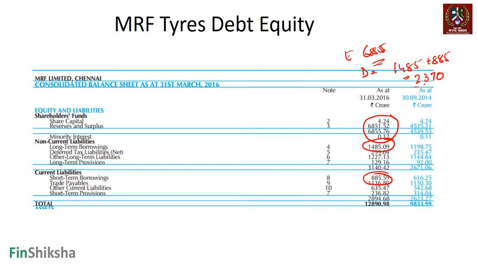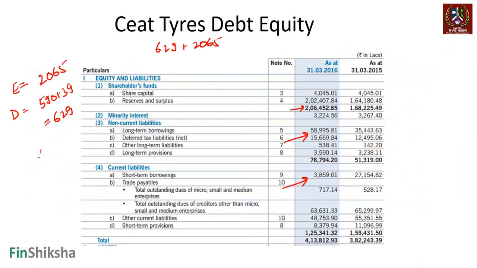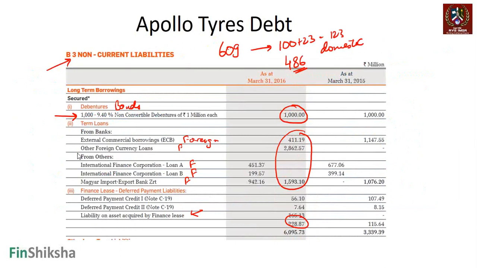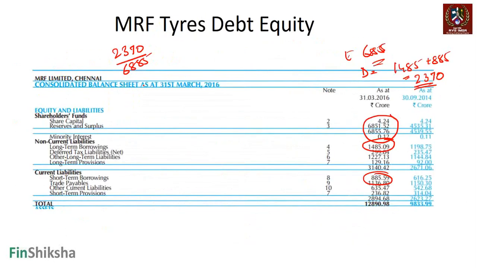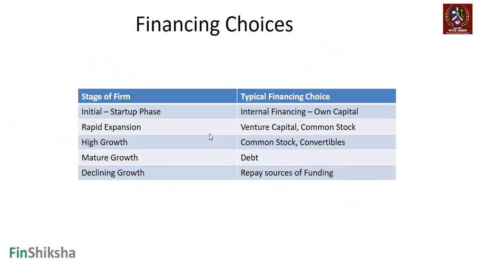So these guys have a bigger debt number, 2370 divided by 6885. In the previous case, we had 629 by 2065. In the previous case, Apollo Tyres, we had the number as 1349 divided by 6182. That's the debt equity ratio that we are looking at, right? So effectively, those are the numbers that we see. There is a little bit of higher indebtedness if you compare MRF as against some of the other players, right?